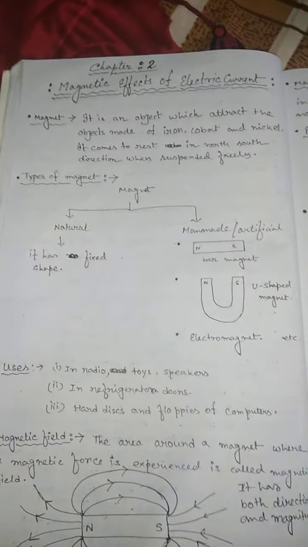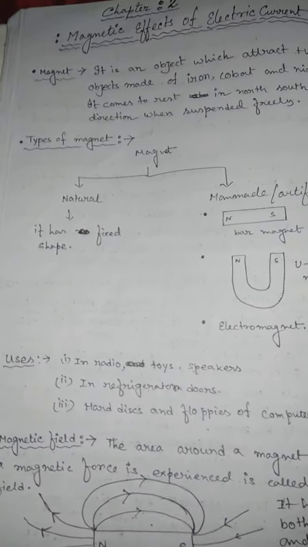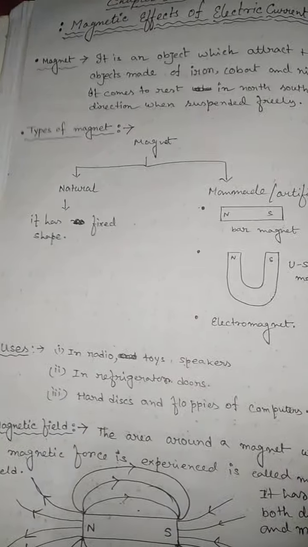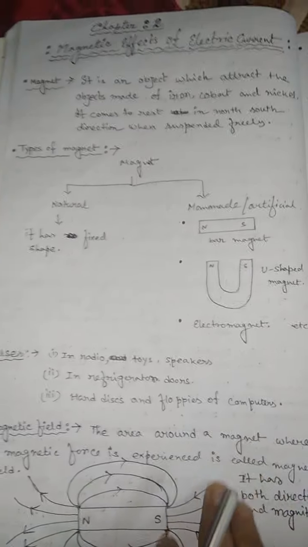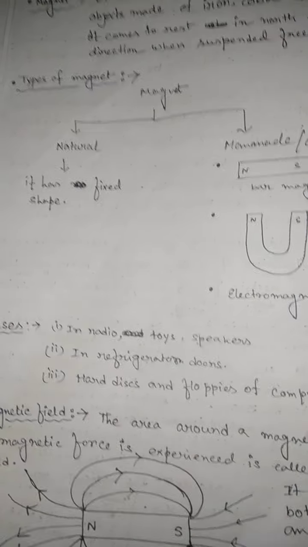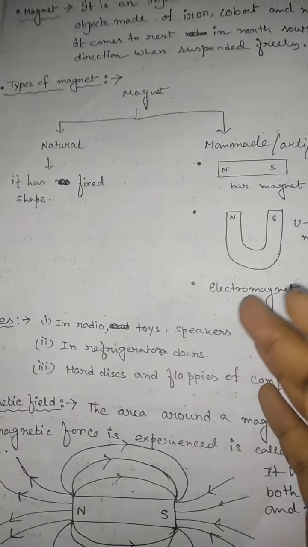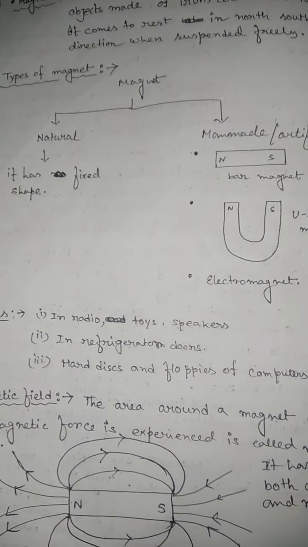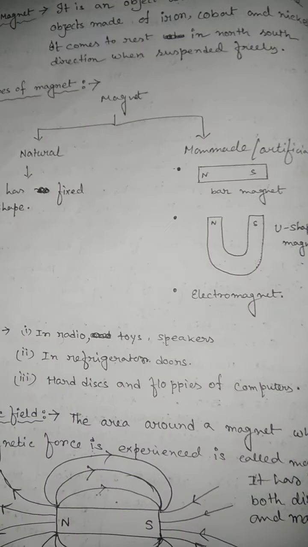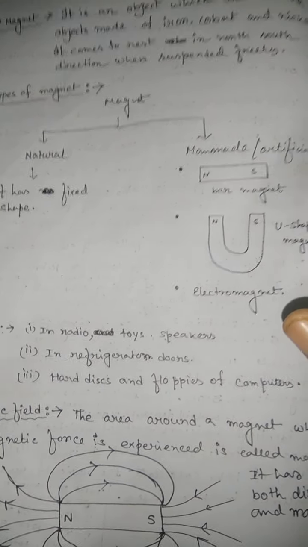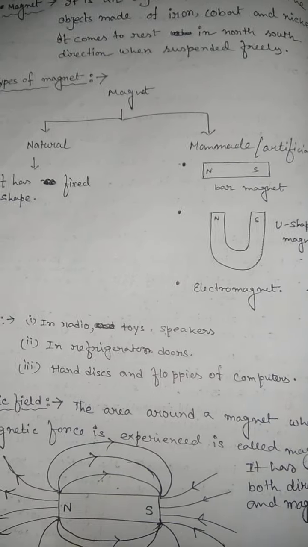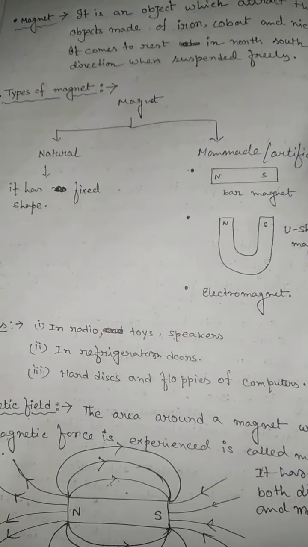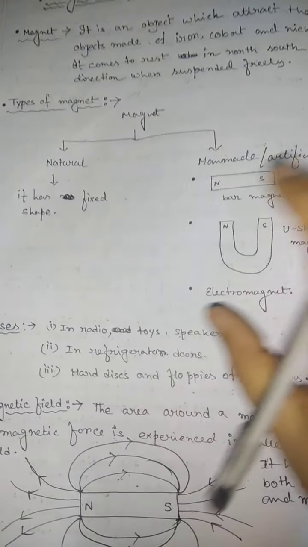Now we discuss the types of magnet. We have two types of magnet. One is a natural magnet, which we get in nature. Another one is a man-made or artificial magnet. And we also know the difference between the two. The natural magnet has a fixed shape. Fixed shape means no particular shape; we cannot say it is circular or rectangular. Whatever the shape, we cannot change it.